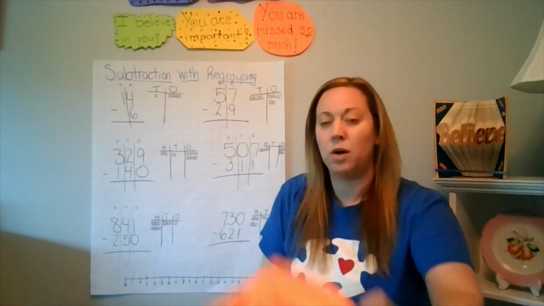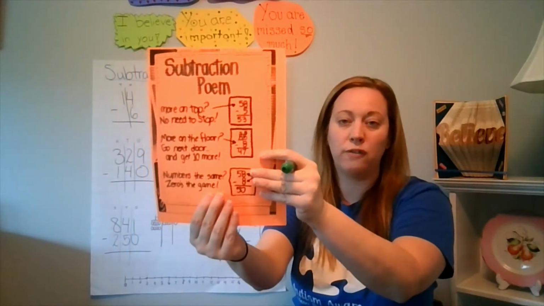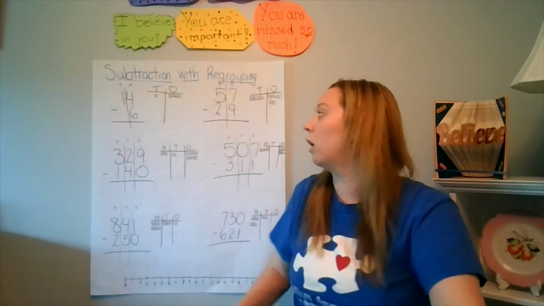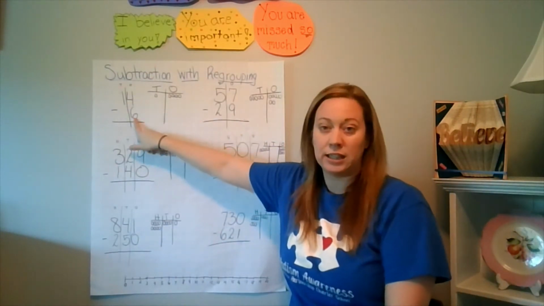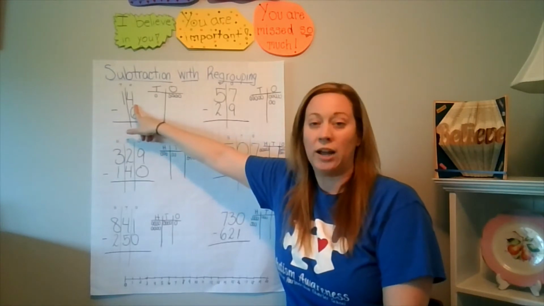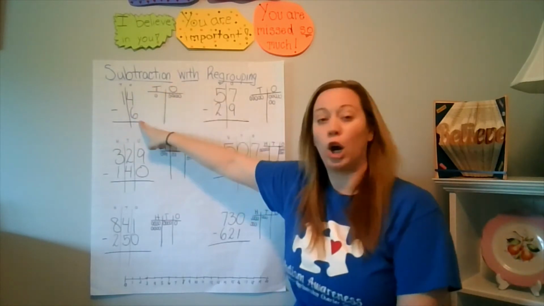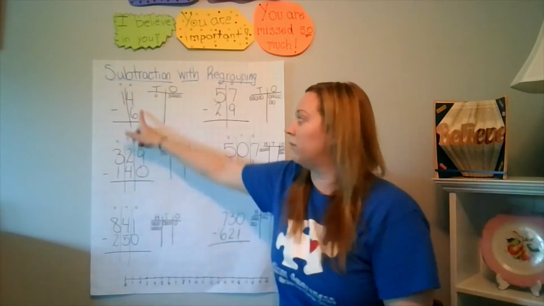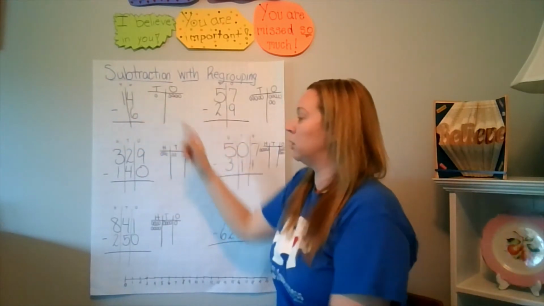So according to our poem, if I look up here, more on the floor, go next door and get 10 more. Because if we look here, 6 is on the floor, 6 is larger than our top number, which we can't subtract when it's that way because we always start at the top and work our way down. So what I have to do is go next door and take one from him, so I'll show you on the picture.